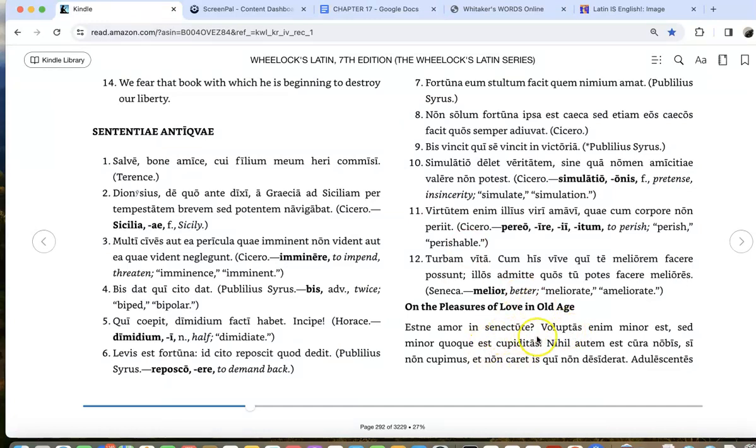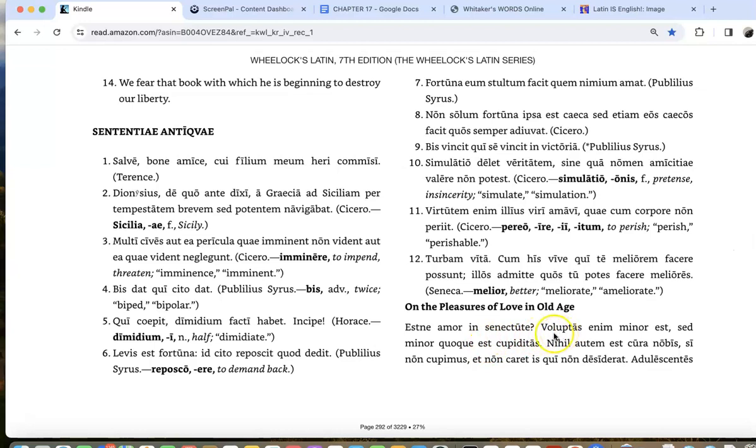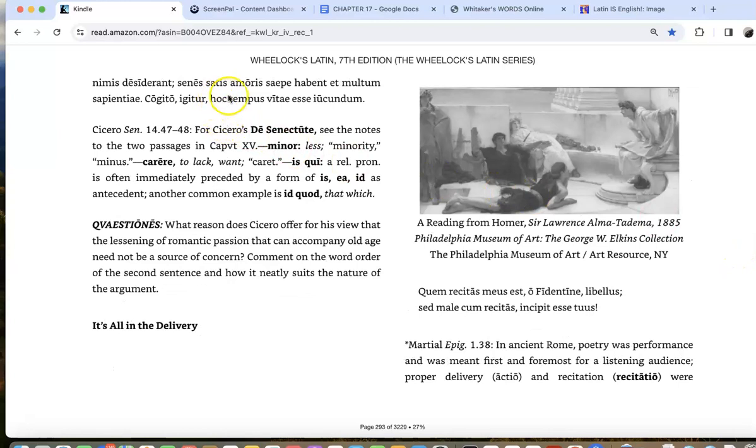Esne amor in senectute, voluptas enim minor est, sed minor quoque est cupiditas. Nihil autem carum nobis, si non cupimus, et non caret is qui non desiderat. Adulescentes animos desiderant, senes satis amoris saepe habent, et multum sapientiae, cogito igitur hoc tempus vitae esse iucundum. This is from Cicero's great essay De Senectute on old age. They give us a little bit of vocab as well as some questions to ponder in terms of interpretation.